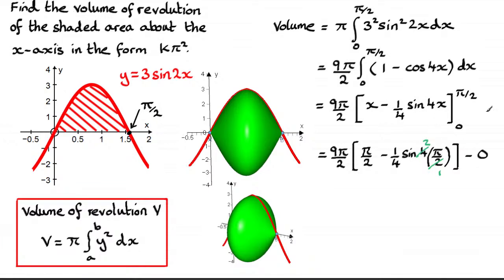So it's just a question of working this out. If you work it out, keep it in exact form, just leave those pi's in. The sine of 2 pi is 0, so you're just left with pi upon 2 here. So 9 pi over 2 times pi upon 2 gives you 9 pi squared over 4 units cubed. That was the question in a way. It was to give that volume in that form. I just thought I'd ask you what k was, and k would be 9 over 4.